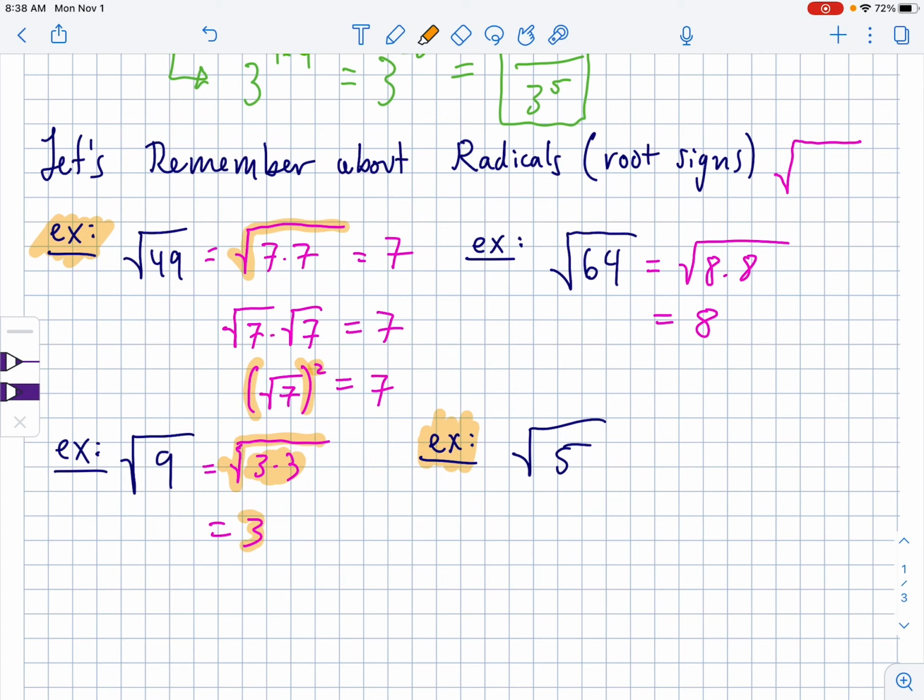Now, this last one, square root of 5. So you think to yourself, okay, what times itself gives us 5? If you try 3 times 3 is 9, 2 times 2 is 4. So it's in between 2 and 3. It's not really an actual whole number. This is not a nice one. So right now we can just leave it as the square root of 5. That's as simplified as it can get. You don't need to do the decimal on a calculator. You can just leave your answer as square root of 5.